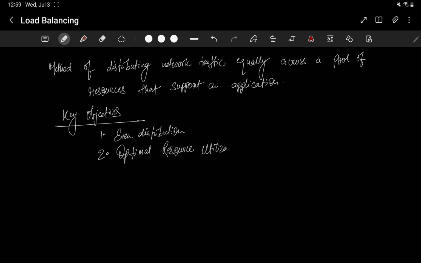Optimal resource utilization. You may ask, what is the difference between 1 and 2? One says that all the servers should have equal distribution of load, so that one server is not overloaded. But the second point says that if one server is not as loaded as the other, it means we are not utilizing our resource. Since we have the server, we are already paying for it, and if we are paying for it and not using it, then we are fools, right? So we have to take care of the optimal resource utilization.